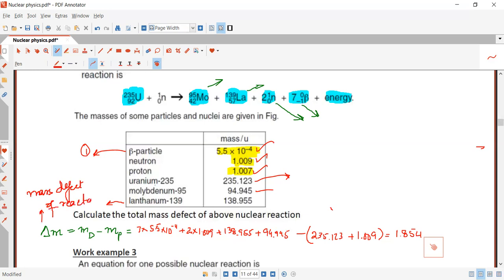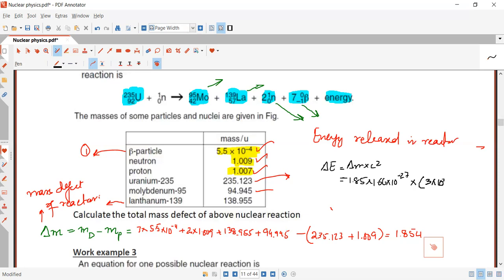And now if we want to calculate the total energy released in the reaction, then we are going to use this mass and apply Einstein's mass-energy relationship, right? So it's going to look like: delta E is equal to delta M times C squared. The mass will be converted into kgs, 1.85 times 1.66 times 10 to the power negative 27, times the speed of light, which is 3 times 10 to the power 8, whole squared, right? So let me do it.